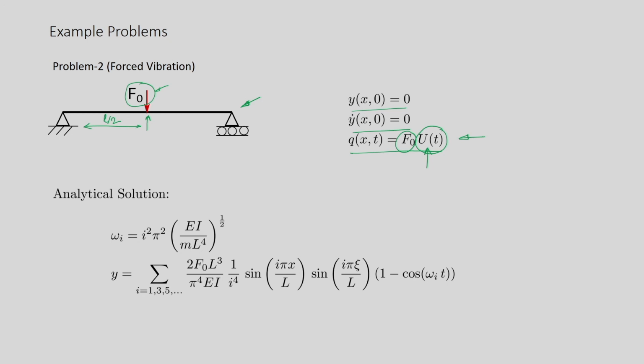As usual, I have collected the corresponding analytical solution. These are the ith natural frequency, and this gives us the displacement or the shape of the beam for any time instant t and for any x. Here again we will substitute x equal to L by 2 and find the displacement as time varies, and we will compare it with the finite element solution. So now let us go ahead and look at the finite element code.